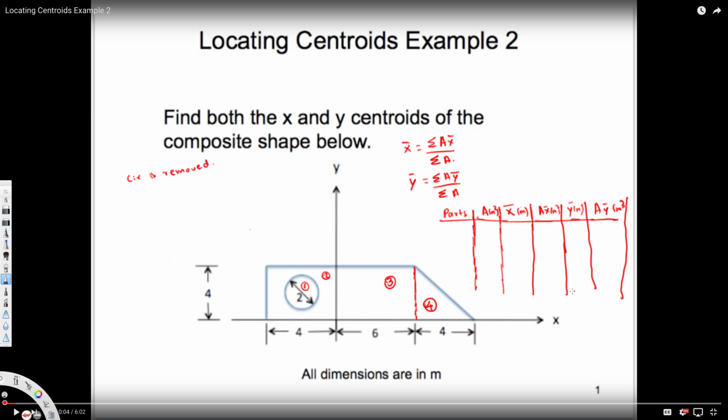So let's do this one. If I take the circle part, the area of a circle is pi r square. They have given the diameter as 2 meter, so the radius is going to be 1. So if I calculate pi r square, we already know pi is 3.14, so 3.14 times 1 square is just going to be 3.14.